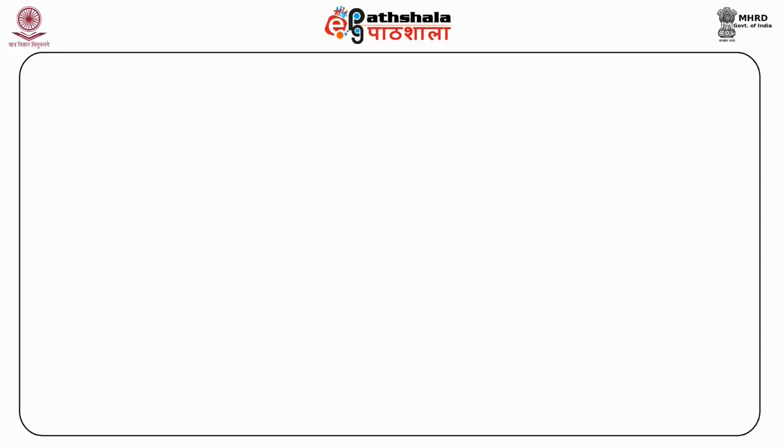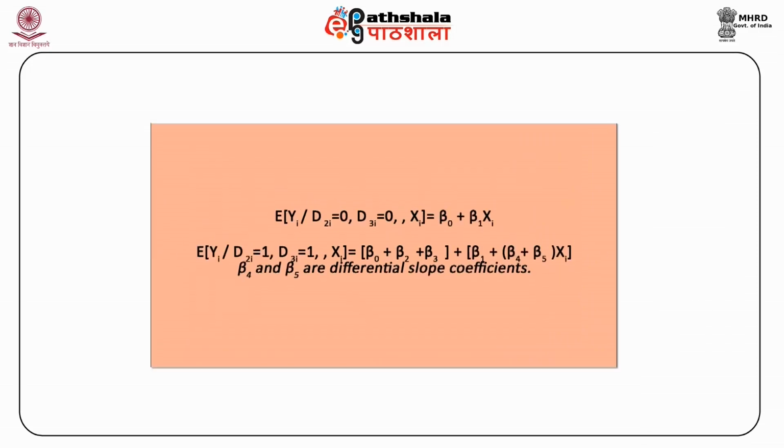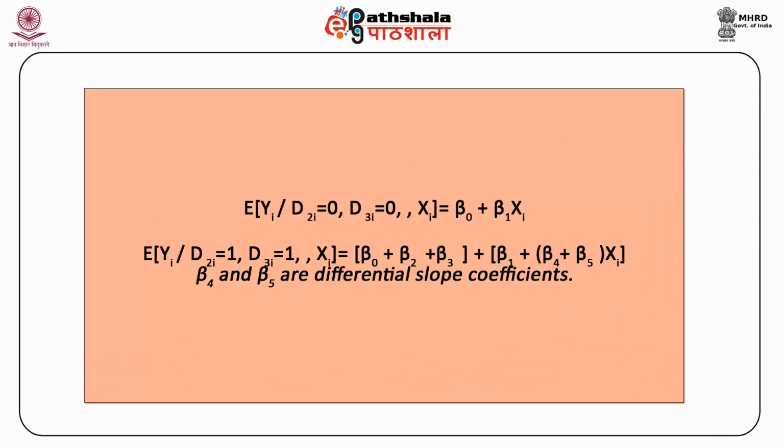This can be seen when we take the conditional expectation of the previous equation. For dummy variable, d2i is equal to 0 and d3i is equal to 0, we get expected value of yi given d2i equal to 0, d3i equal to 0, and xi is equal to beta 0 plus beta 1 xi.